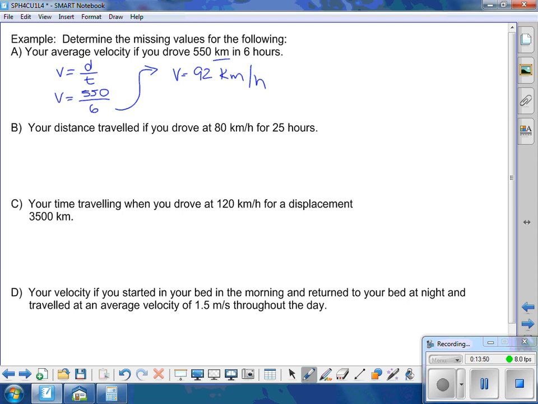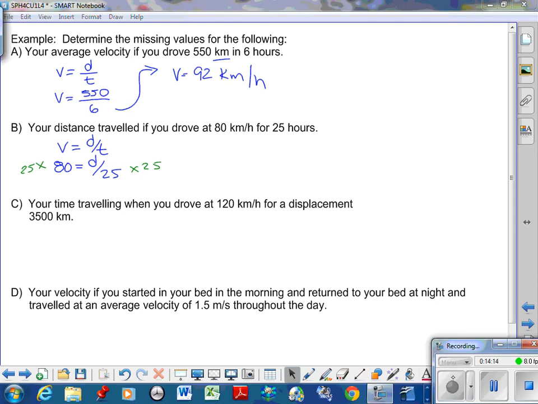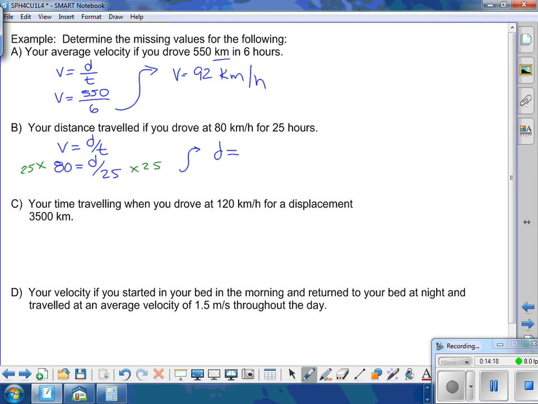Your distance traveled if you drove 80 kilometers an hour for 25 hours. v equals d over t. I know my v this time, it's 80. I'm looking for my distance. Time is 25. We're just using some of our grade 9 and 10 algebra skills here. Multiply both sides by 25, and when you do that, you get distance is 2,000 kilometers.